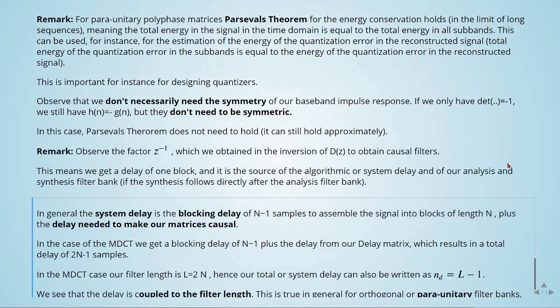Observe the factor of z to the power of -1, which we obtained in the inversion of the delay matrix D of z to obtain causal filters. This means we get a delay of one block, and it is the source of the algorithmic or system delay of our analysis and synthesis filter bank, if the synthesis follows directly after the analysis filter bank.